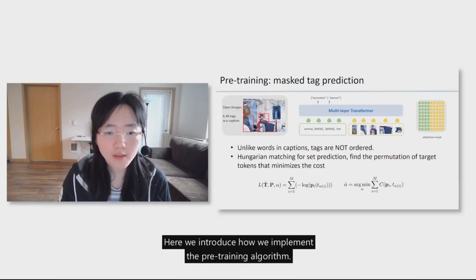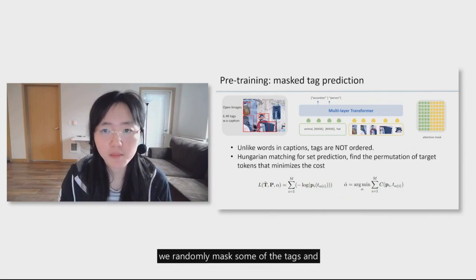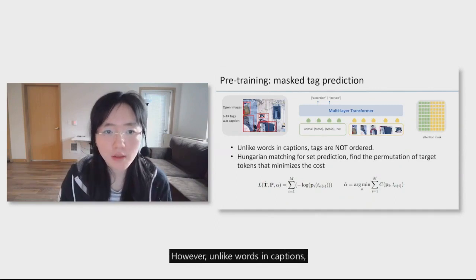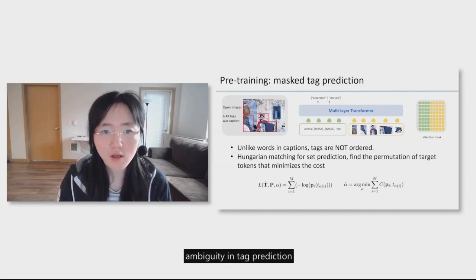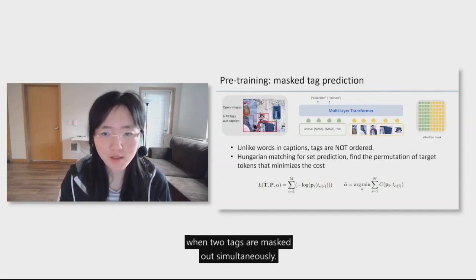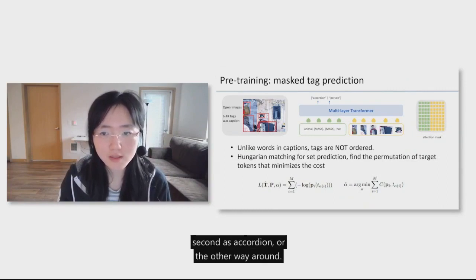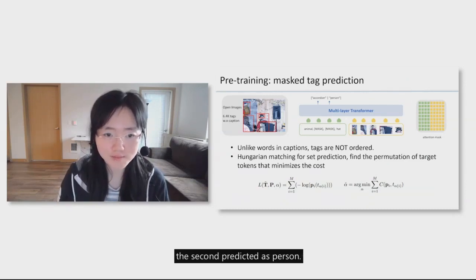Here we introduce how we implement the pre-training algorithm. During pre-training, given a bag of text and image regions, we randomly mask some of the text, and the training objective is to predict the masked text. However, unlike words in captions, tags are not ordered, and this unordered nature may result in ambiguity in tag prediction when two tags are masked out simultaneously. For example, if the masked tokens are person and accordion, we can predict the first as person, second as accordion, or the other way around, the first predicted as accordion and the second predicted as person.